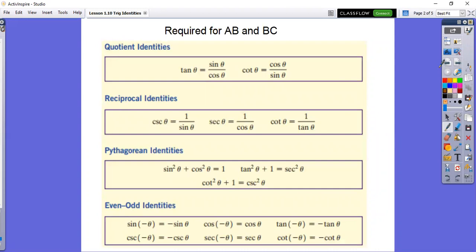So these are required for both AB and BC, and these you hopefully know from pre-calculus. So tangent is sine over cosine, cotangent is cosine over sine, cosecant is 1 over sine, so on and so forth. You can take a look at these identities. These Pythagorean identities are going to be useful, and even and odd identities. So these are going to be required for both AB and BC. You're going to definitely need to know all of these identities.